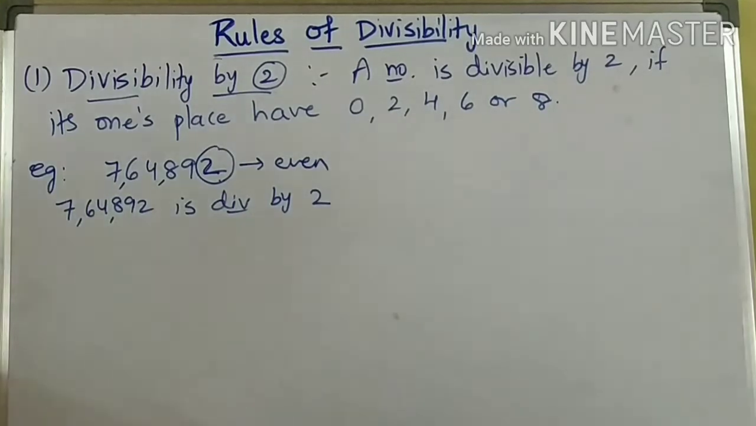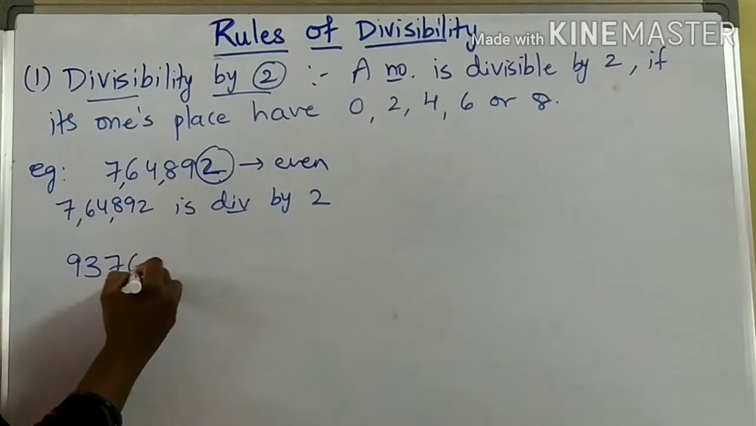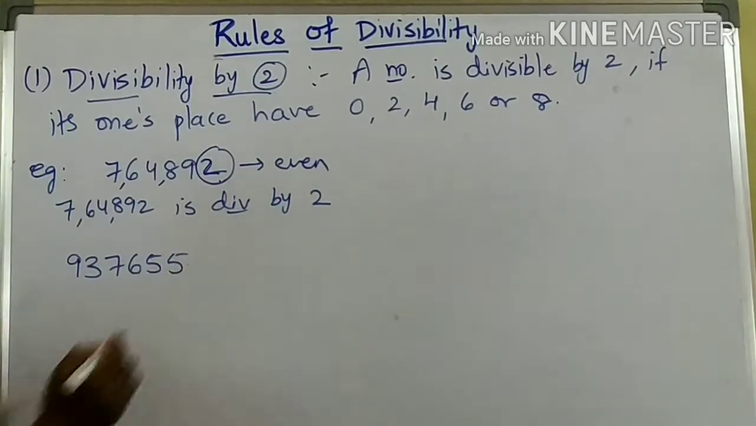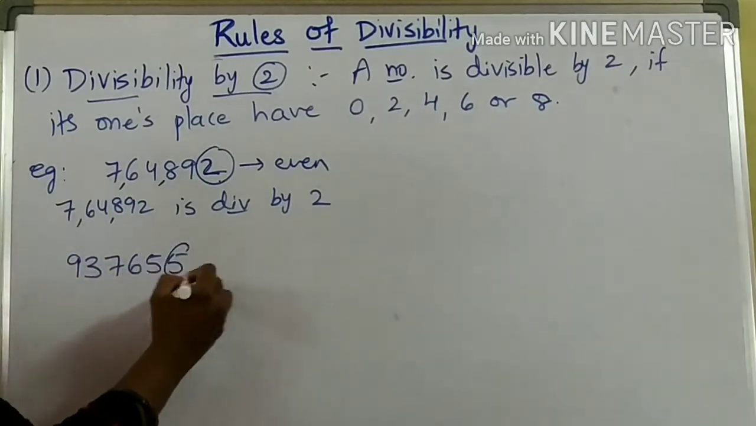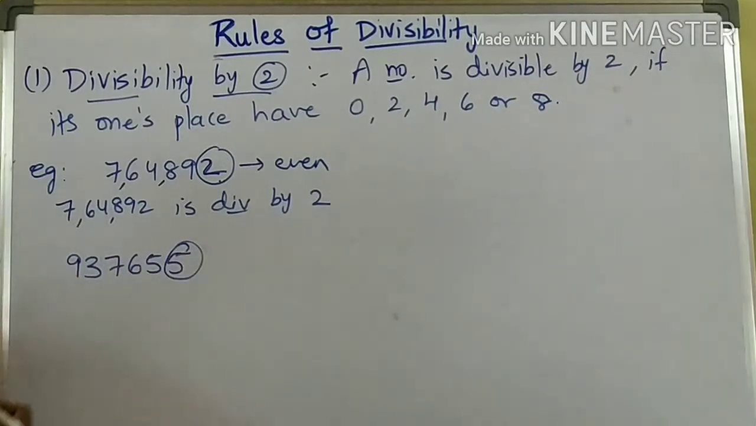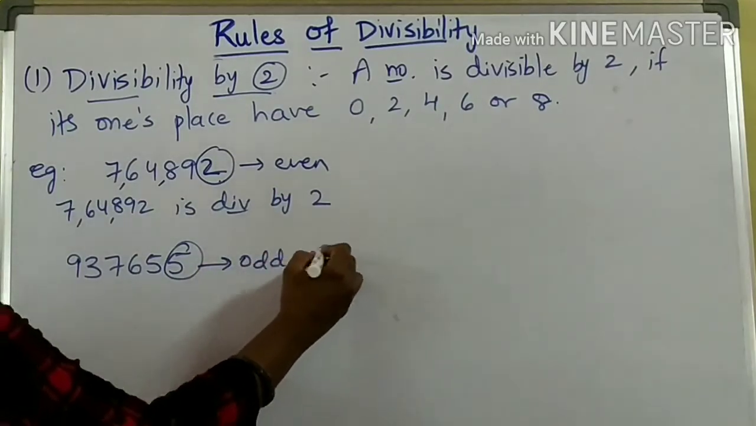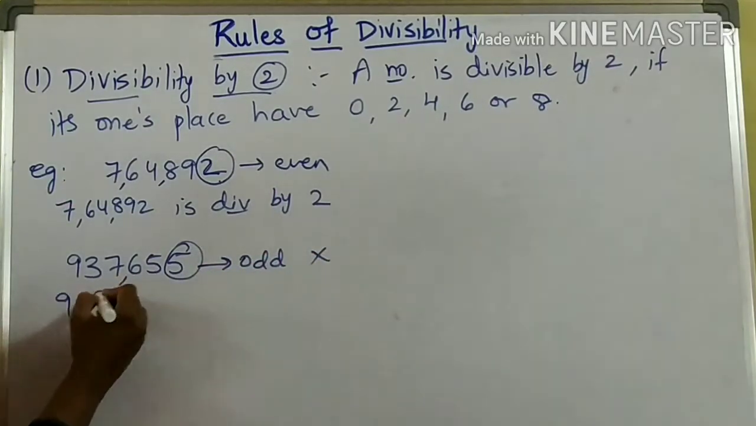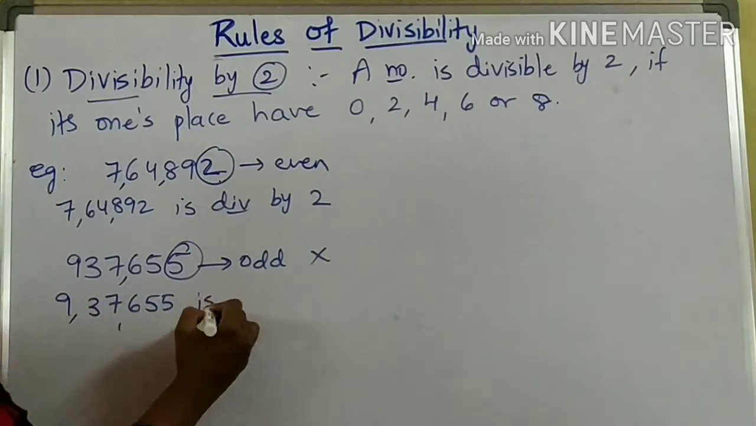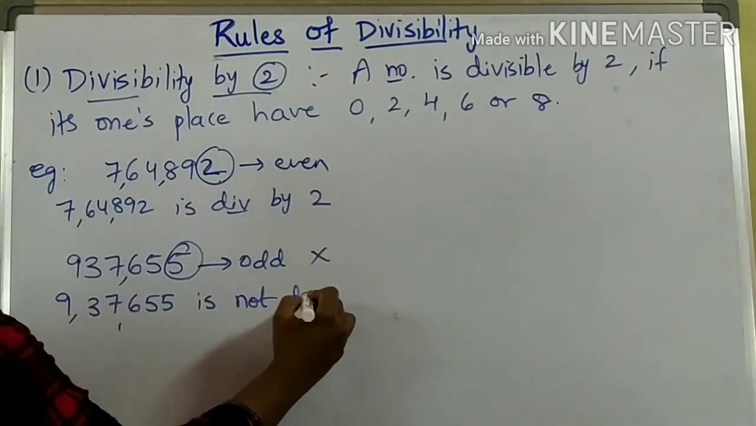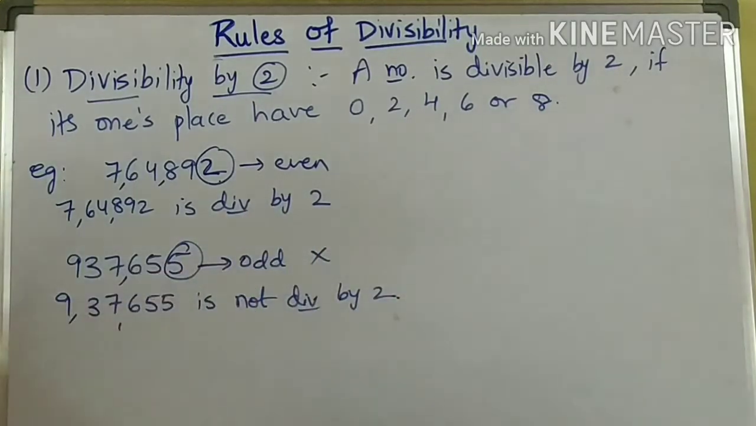Is that clear? Now, for example, if I take another number, is this number divisible by 2? What is the ones digit here? 5. Is 5 an even number, children? No, 5 is what number? An odd number. So I can say this number, 9,37,655, is not divisible by 2 because the ones digit is an odd number.